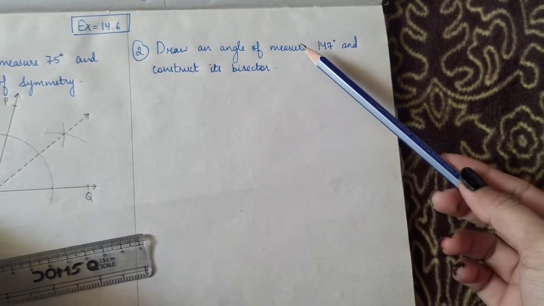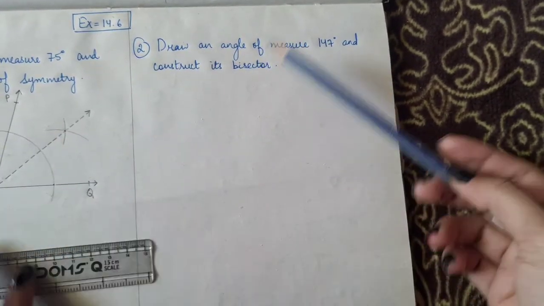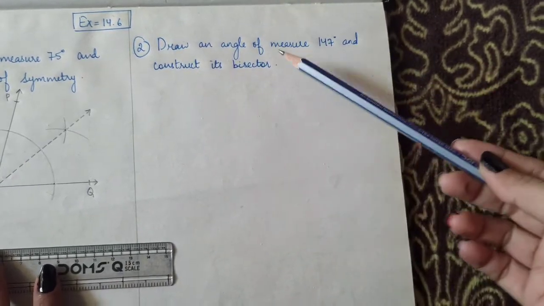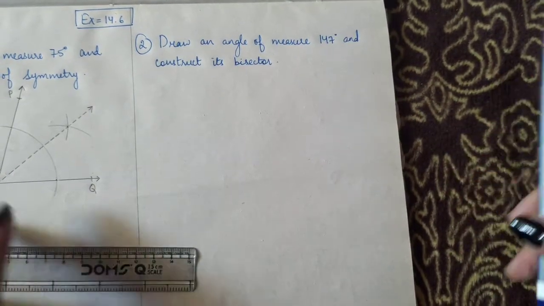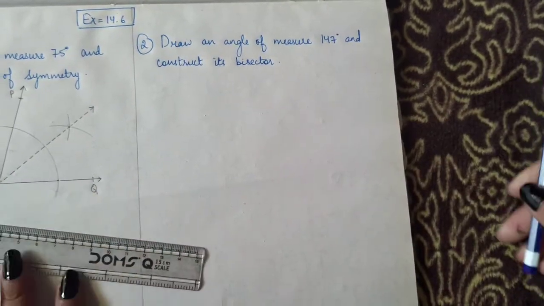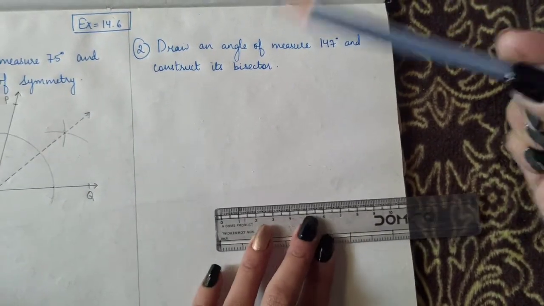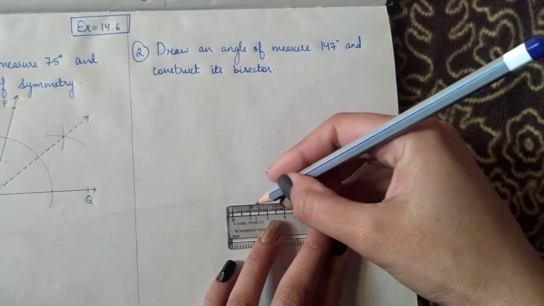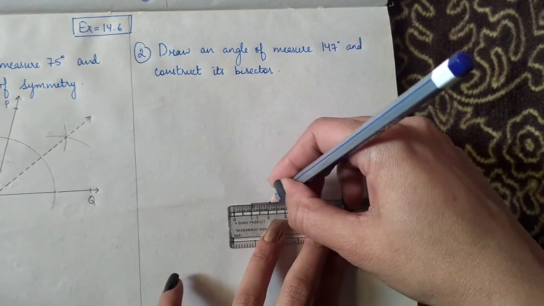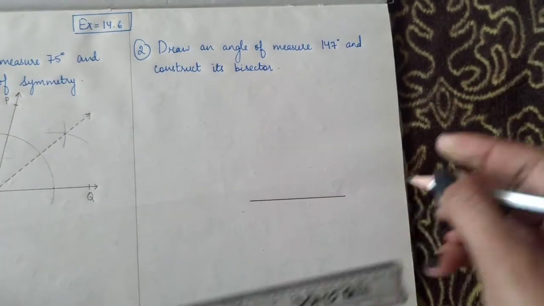Now let's move on to question 2, which says, draw an angle of measure 147 degrees and construct its bisector. So it's the same thing. There we had an acute angle. Here we are having an obtuse angle. So again, the word draw has been used. So we will draw an angle of measure 147 degrees and we'll repeat the same steps of bisection.